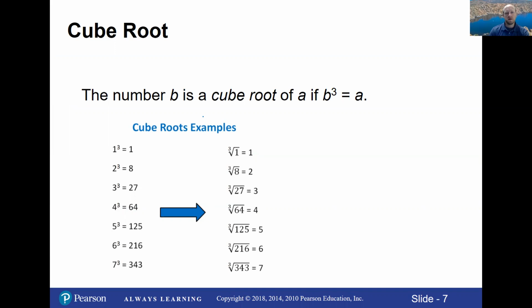All right. Now let's get on to cube roots. So again, the number b is a cube root of a if b cubed equals a. And here I had both ways, and I went up to just 7 in this case. It's the ones that I know.